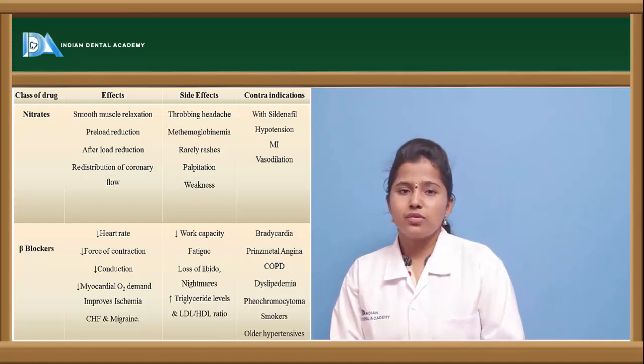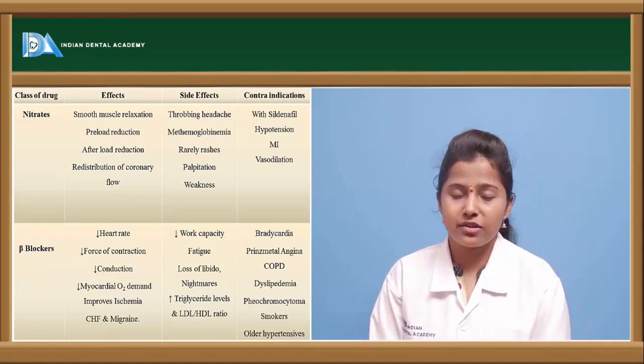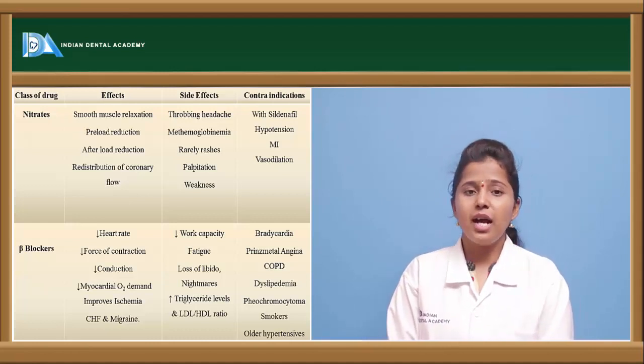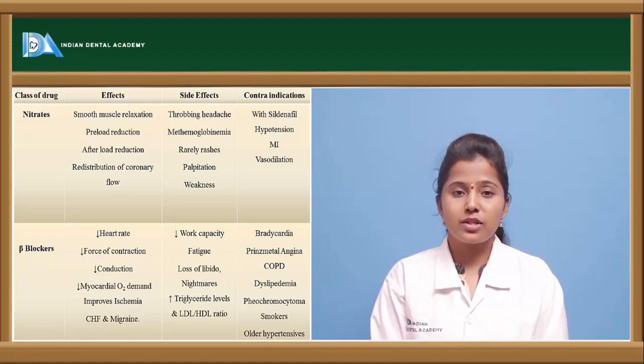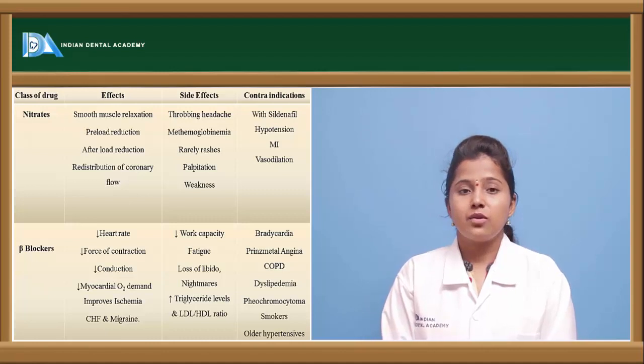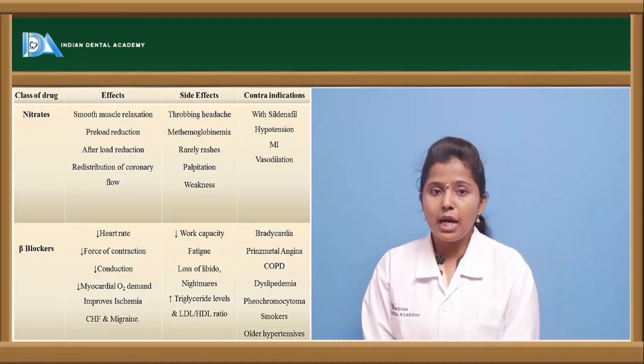Let us see the uses, effects, side effects and contraindications of these anti-anginal drugs. The first class of drugs are nitrates. The uses of these nitrates are discussed already, like they are used in angina pectoris, they are used in bronchial spasm, they are used in hypotension also in few cases, and the other one is cyanide poisoning.